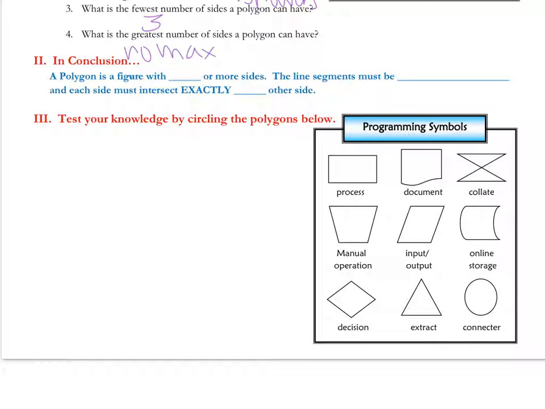Okay. So in conclusion, a polygon is a figure with 3 or more sides, and the line segments must be straight, and each side must intersect exactly twice with the other sides. Okay, so go ahead and you guys are going to circle under the programming symbols, sorry, and pause the video and then go ahead and figure out which ones are polygons.